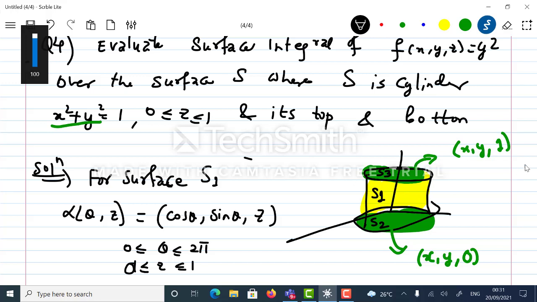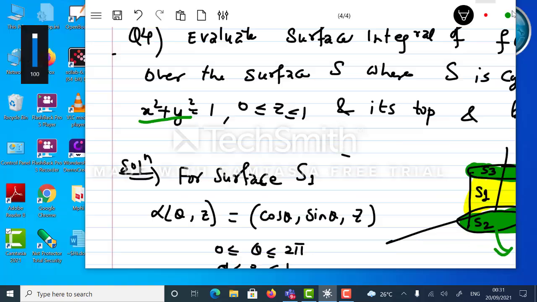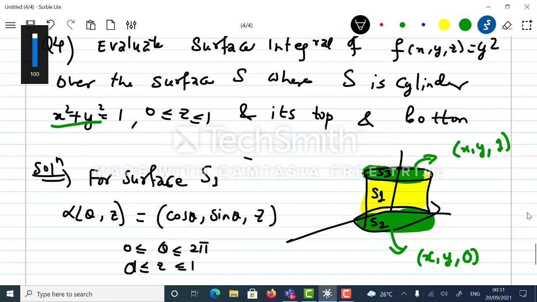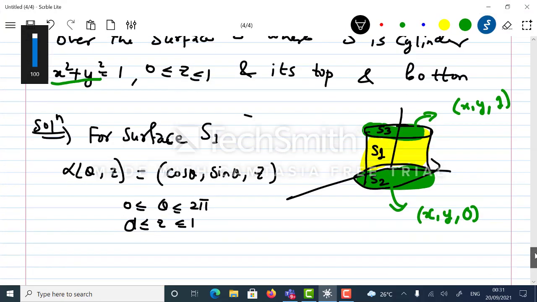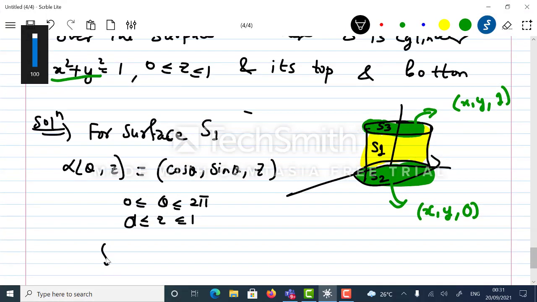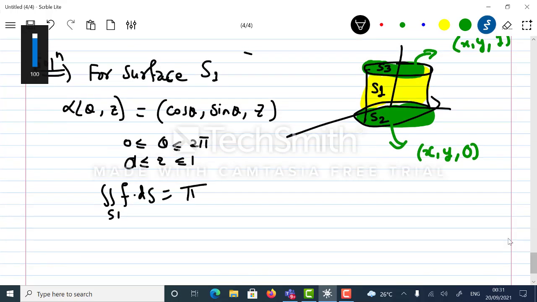If I give the parameterization, then you can explore the entire problem solving with the norm and all. So I will not do this now. The surface integral over S1 of f dot ds will turn out to be pi. You can always cross check; most of the time my answers match, but I suggest you please cross check.